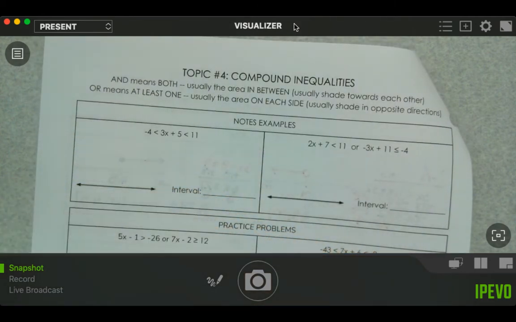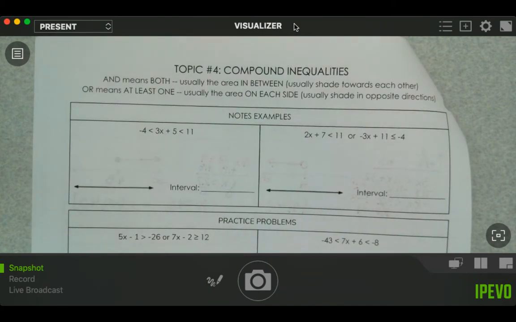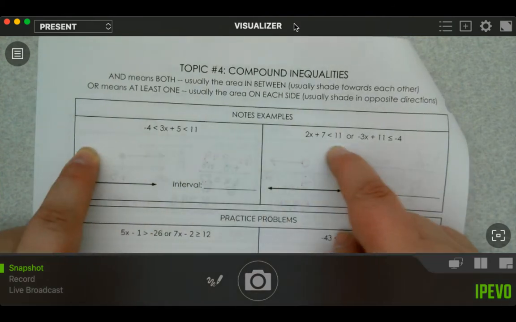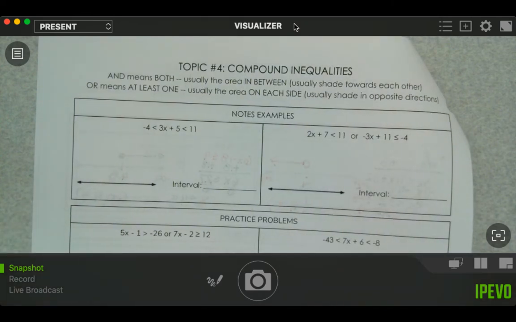If you have an or, that means it's going to be basically like one or the other. So this one means you're going to have your two numbers, and you're going to go opposite directions. Okay? So we're going to do one of each.